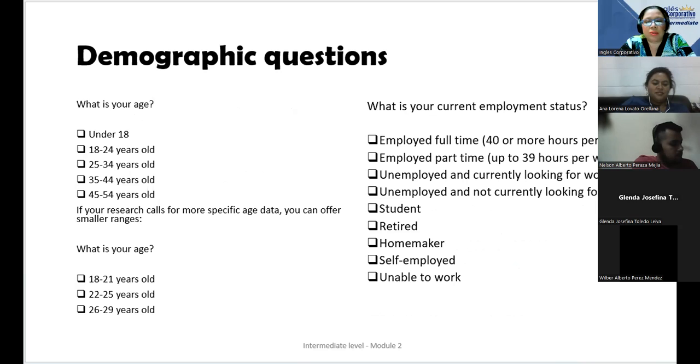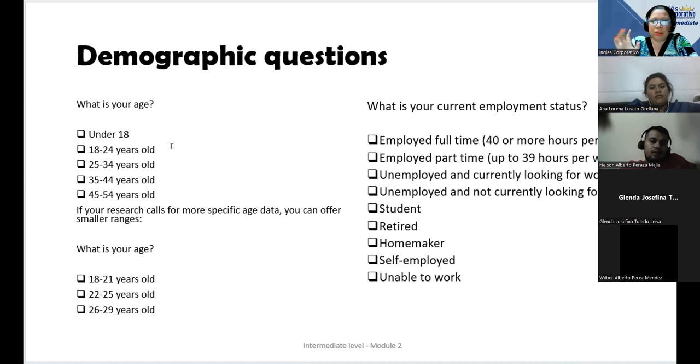Otras demographic questions. Podemos preguntarle, what is your age? Yo en el cuestionario puedo poner solo age. Y tenemos rangos, ranges. For example, under 18, 18 to 24 years old, haciéndolo como en espacios de joven estudiante, por decir así. Luego el joven graduado, el joven maduro, y luego va desarrollando. 35 to 44, 45 to 54. Claro que esto puede ser mucho más específico.